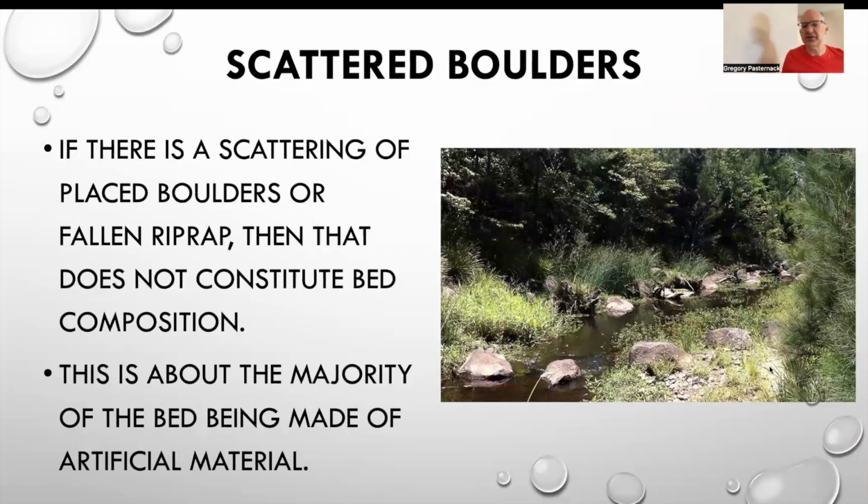Another thing that you might see are scattered boulders. A lot of times you're in a lowland river and you see boulders around that don't look like they're natural to that setting. The boulders may have been placed as part of a habitat project of some kind. There are features people build, a double vortex rock weir or whatever. Those incidental boulders don't constitute bed composition.